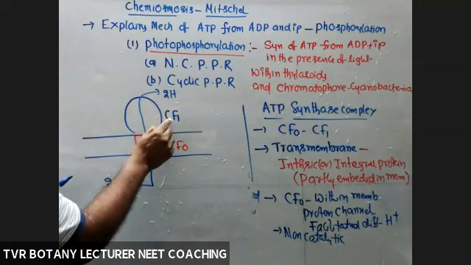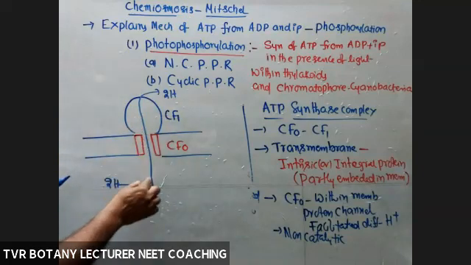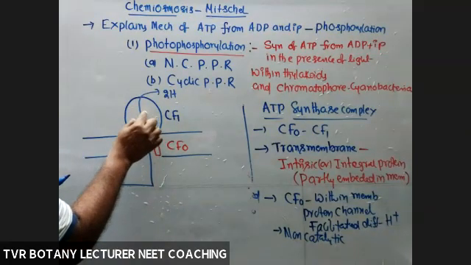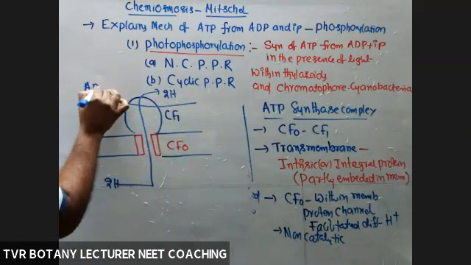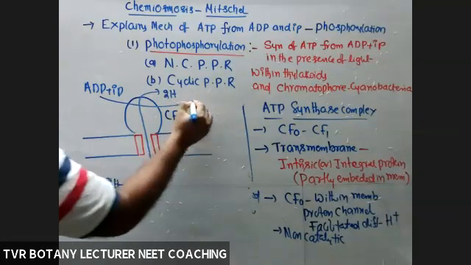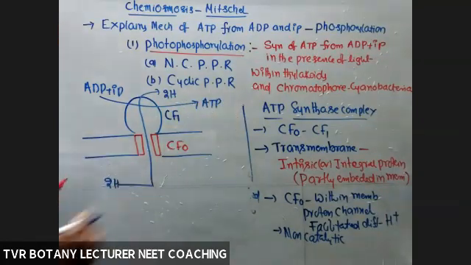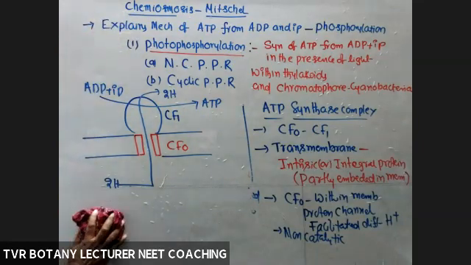Next, what about the role of CF1? Here enzyme is present. During transportation of protons, some amount of energy is liberated. That energy is used by ATP synthase enzyme to club ADP plus inorganic phosphate to ATP molecule. Okay, right? So that is about the ATP synthase complex. Right? Now, what about the mechanism? So these are the requirements. Now, what about a chemiosmosis mechanism?